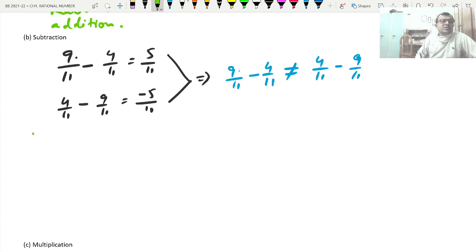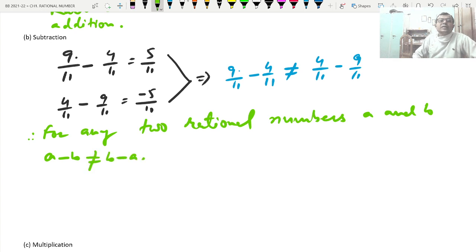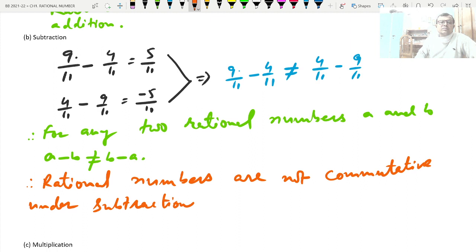Therefore, for any two rational numbers A and B, A minus B is not equal to B minus A. Therefore, rational numbers are not commutative under subtraction. So I think this point is clear.